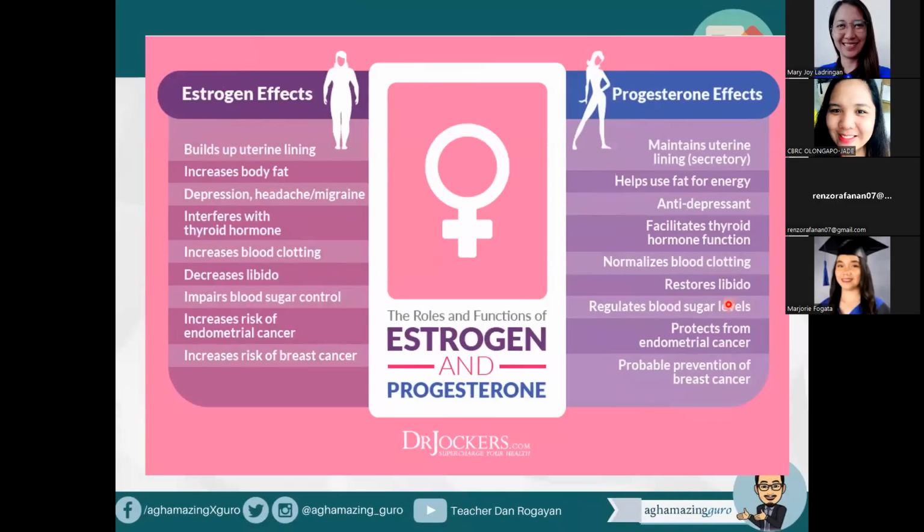So estrogen effects: lining, body fat, blood clotting. Ito mostly on tawag dito endometrial. Okay. Normalized blood clotting. Clotting helps use fat for energy. So estrogen and progesterone are the two female sex hormones.